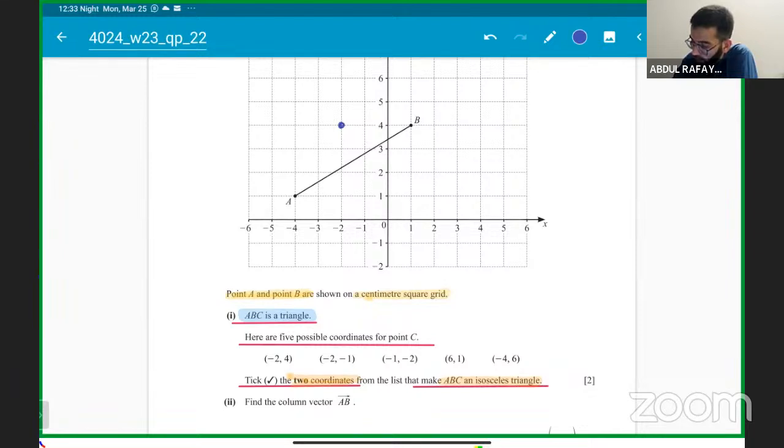So if (-2, 4) is here, and we match this, if the C point is here, will this be an isosceles triangle?